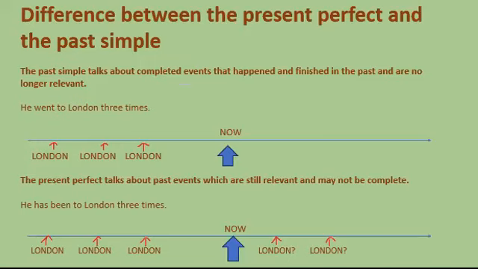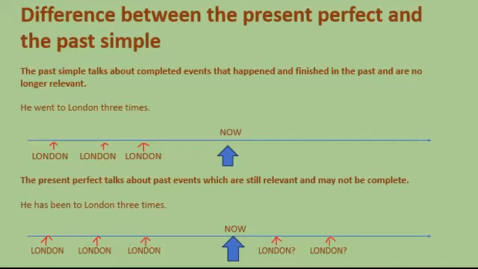So how does the present perfect differ from the past simple? The first example sentence is in the past simple. He went to London 3 times. The past simple talks about events which are complete and are no longer relevant.